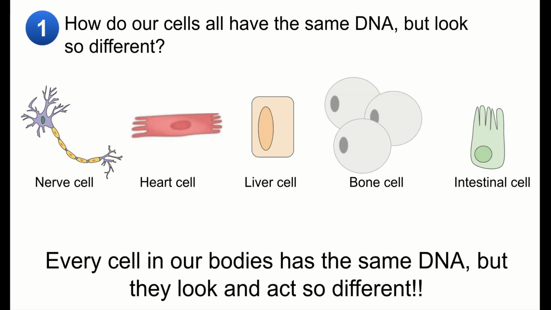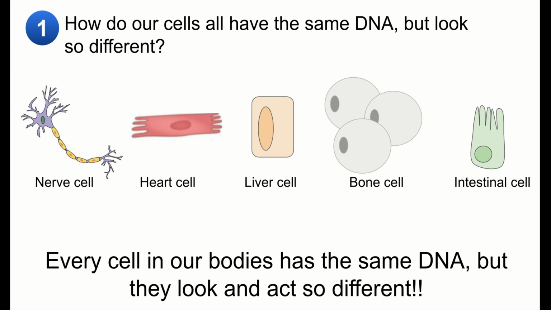How do our cells all have the same DNA but look so different? Here are some classic body cells: nerve cells, heart cells, liver cells, bone cells, intestinal cells. You have all of these different cell types. And even though they look and act so different, they all have the exact same DNA. Every cell in your body has the exact same set of DNA.